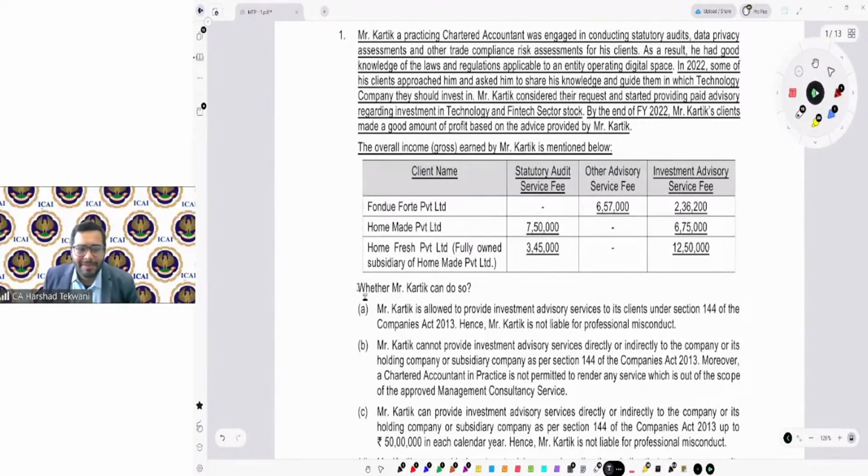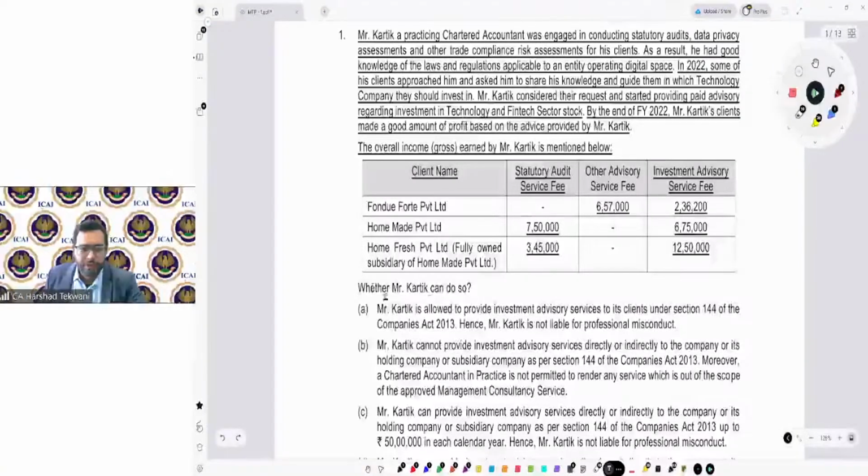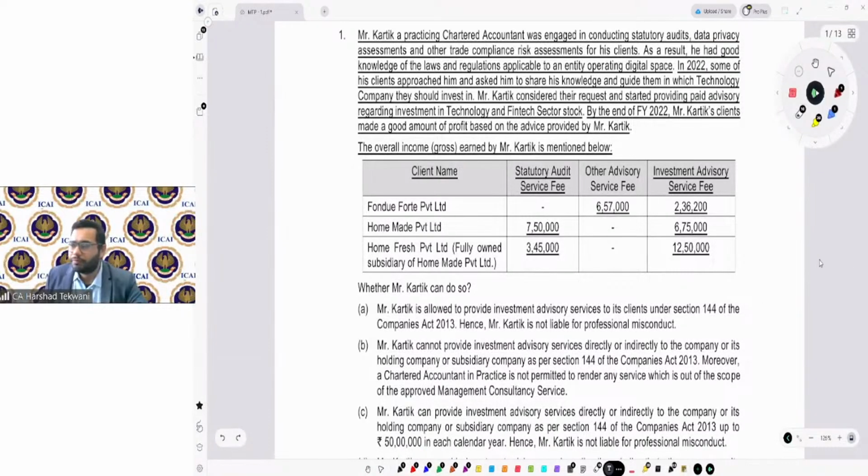You need to guide whether Mr. Karthik can do so. Is Mr. Karthik allowed to provide such services? What do you think, guys? Is Mr. Karthik allowed to provide such services?